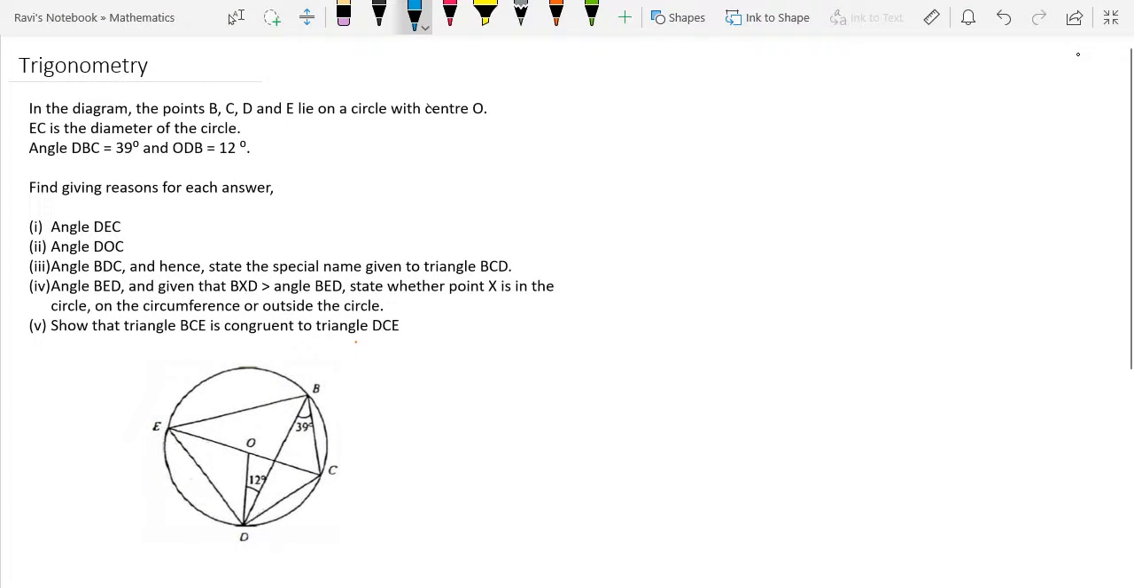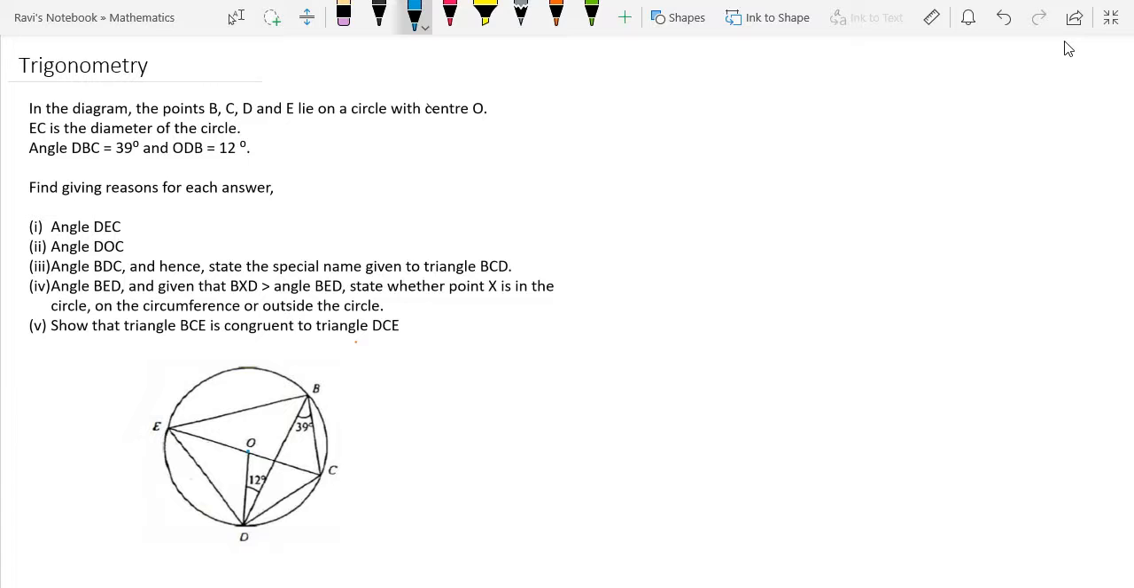Alright, let's look at this question on trigo. We are given this figure where B, C, D and E all lie on a circle with center O. EC is the diameter of the circle, angle DBC is 39 degrees, and ODB is 12 degrees. Find the following and give appropriate reasons.